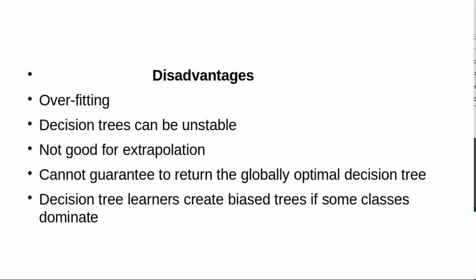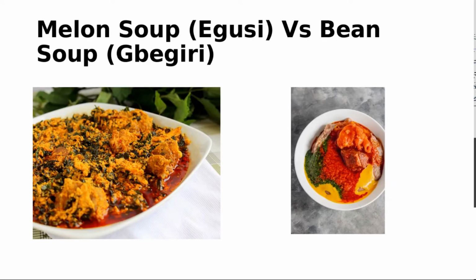To mitigate this, you need to train multiple trees in an ensemble learner, where the features and samples are randomly sampled with replacement. And finally, decision tree learners can create biased trees if some classes dominate. To mitigate this, make sure you balance the data set prior to fitting with the decision tree.